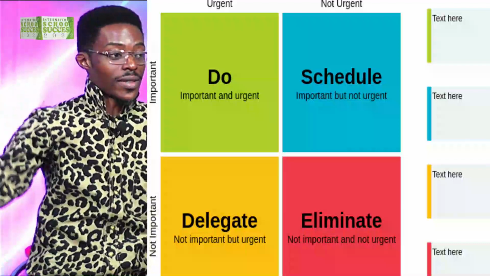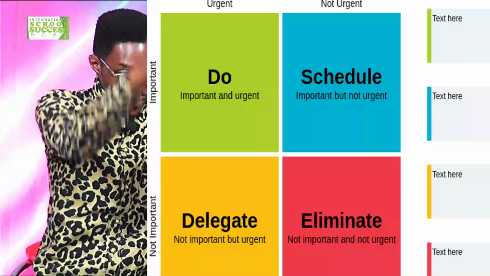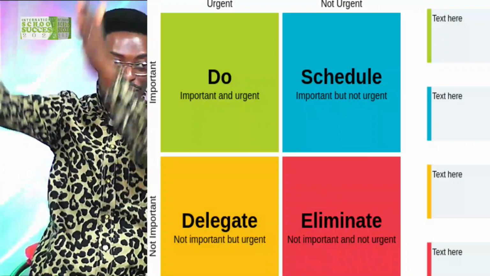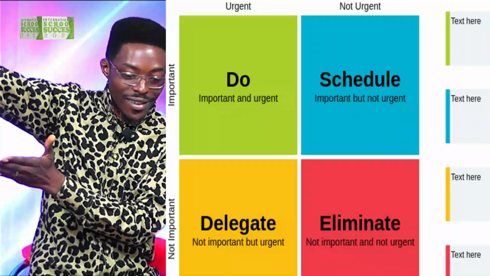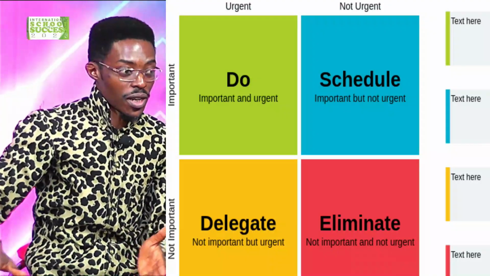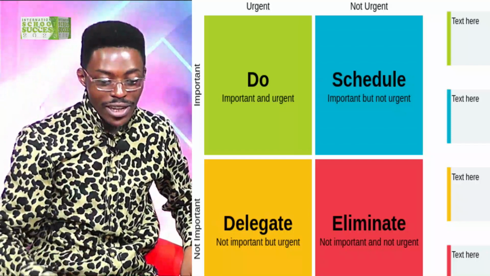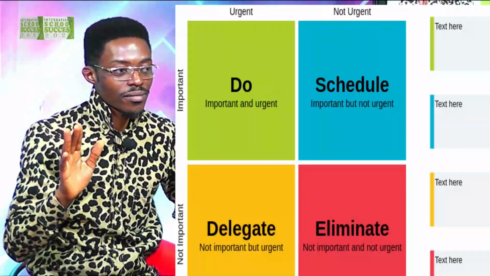Your quadrant is this way. Everything this way is urgent. Everything this way is not urgent. Everything this way is important. Everything in the second column is not important. So when filling quadrant 1, it's only anything that is urgent and important. That's what will be there.